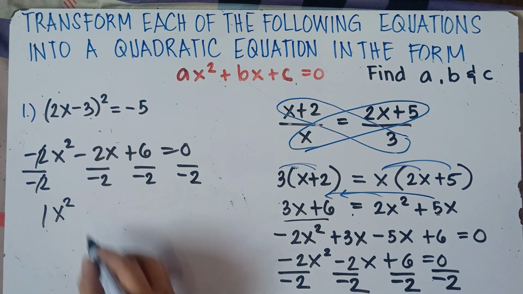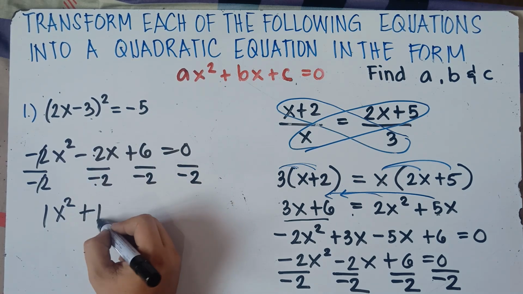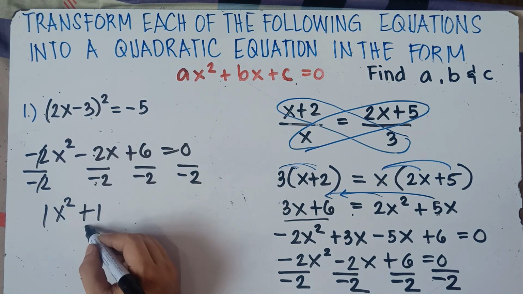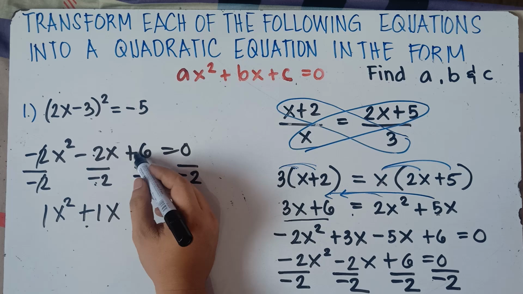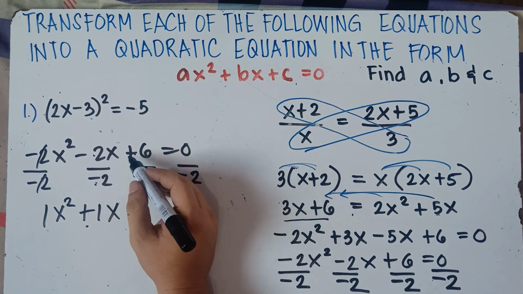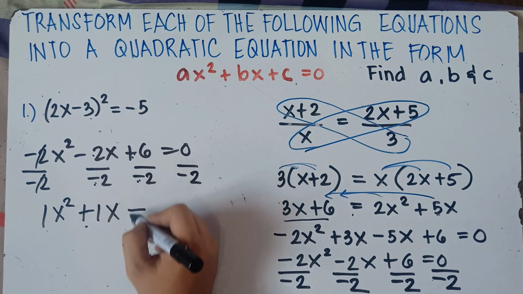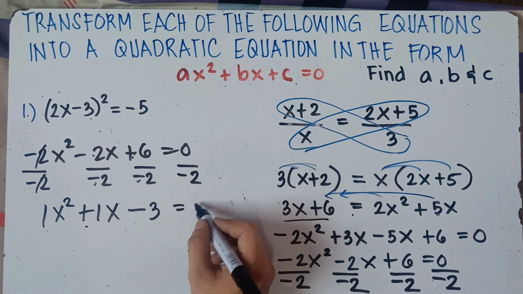Copy x squared. Negative 2 divided by negative 2, that's positive. Once again, negative divided by negative is positive. 2 divided by 2 is 1. Copy x. Positive divided by negative is negative. Unlike signs, the answer is negative. 6 divided by 2 is 3. Then 0 divided by negative 2, that is 0.